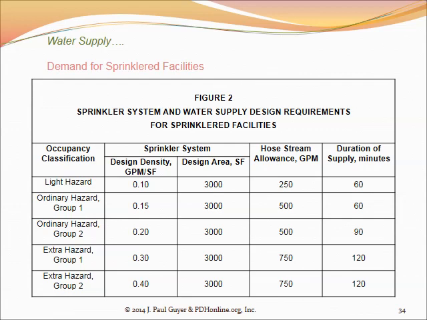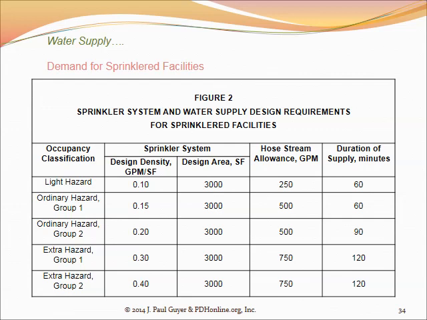So the GPM is just the design density times the design area. In the case of light hazard, 0.1 times 3,000 square feet, or 300 GPM. Then the hose stream allowance in this methodology is what you see in the fourth column from the left. So many GPM, light hazard 250 GPM, extra hazard 750 GPM. That's the water that's needed for the firefighters' hoses. And you add the two together. In the case of light hazard, 300 plus 250 equals 550 gallons per minute.